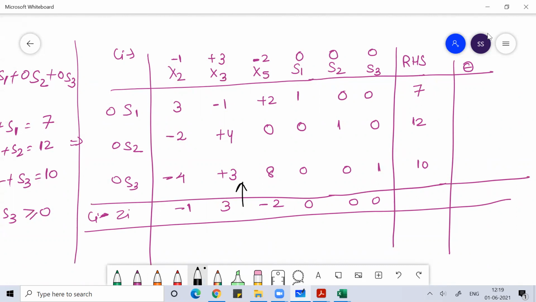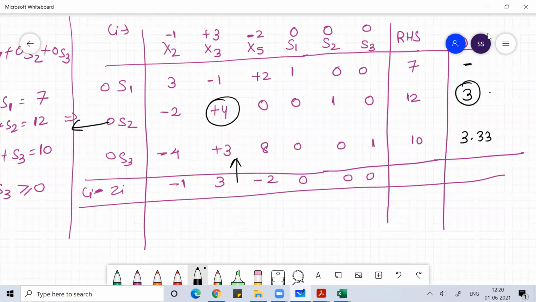Now to find theta: 7 divided by -1. We don't divide by -1, we don't consider negative theta. Then 12 divided by 4 is 3, and 10 divided by 3 is 3.33. So the smallest theta value is this. It means S2 will exit the solution, and it will be replaced by X3. So you can understand your pivot element would be +4.